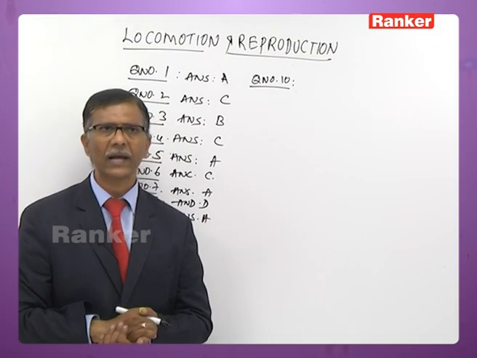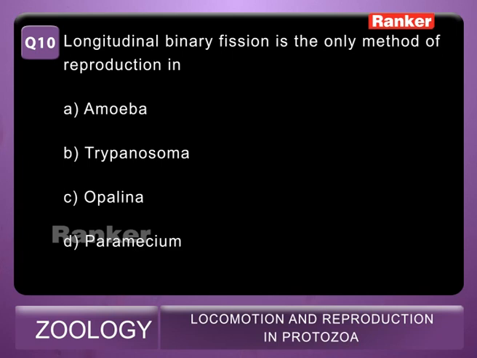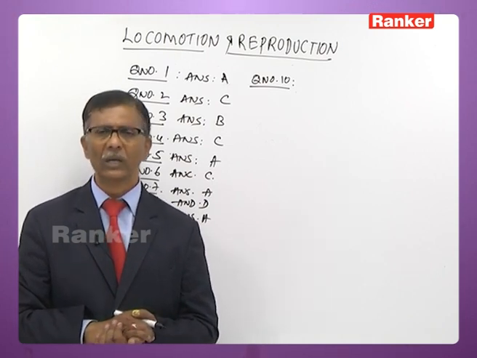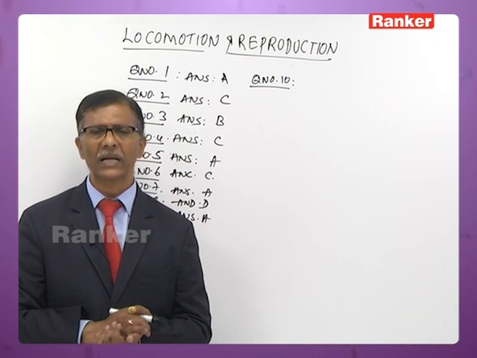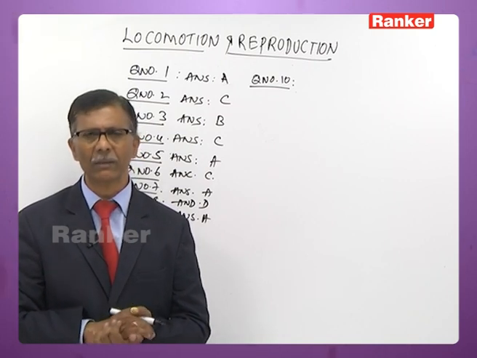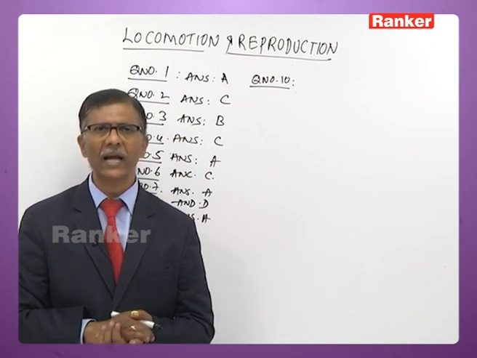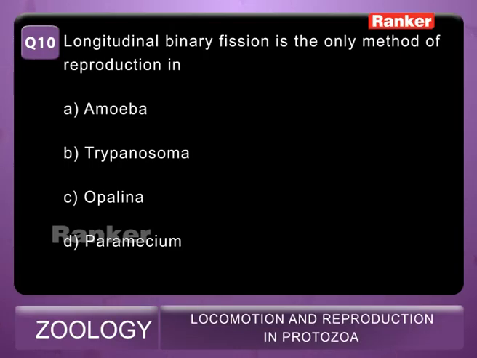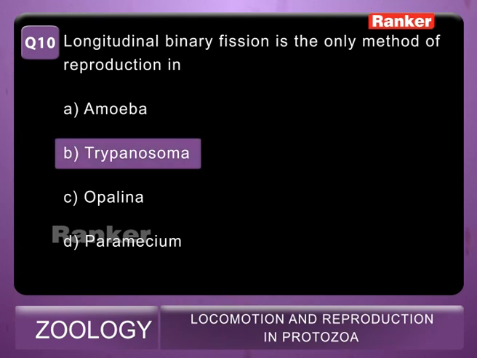Now question number 10, I'll read out the question for you. Longitudinal binary fission is the only method of reproduction in A. amoeba, B. trypanosoma, C. opalina, D. paramecium. So the answer would be trypanosoma, because trypanosoma belongs to flagellata group, that is, it is a hemoflagellate as it lives in the blood of human being. All flagellates reproduce by longitudinal binary fission. So 10th question answer is B, that is trypanosoma, which is a flagellate.